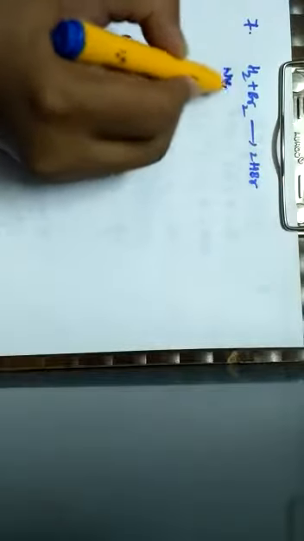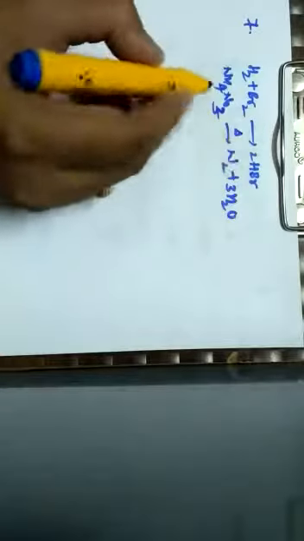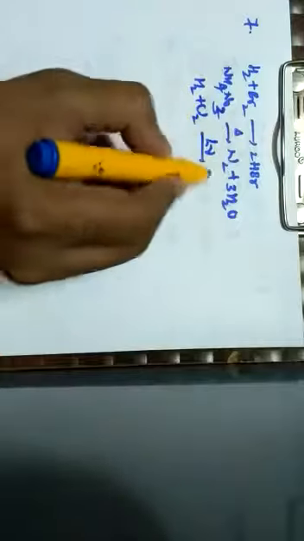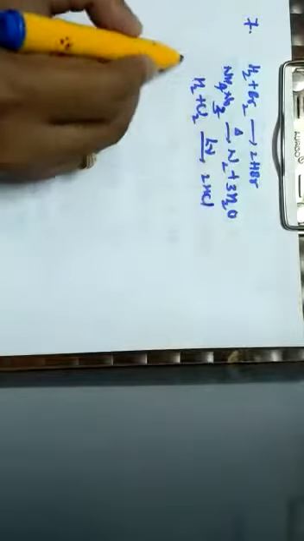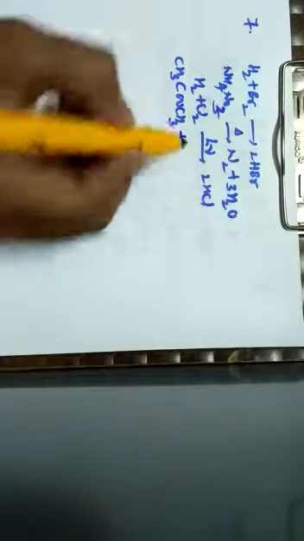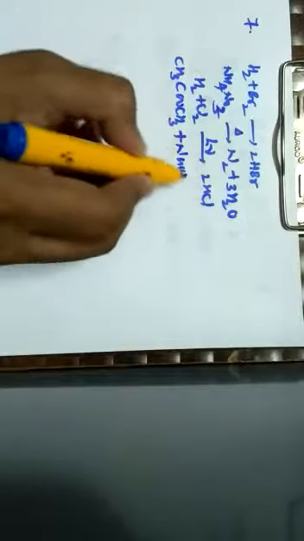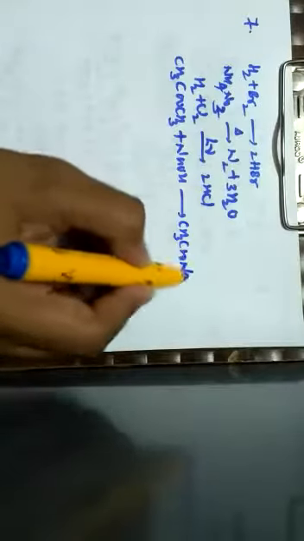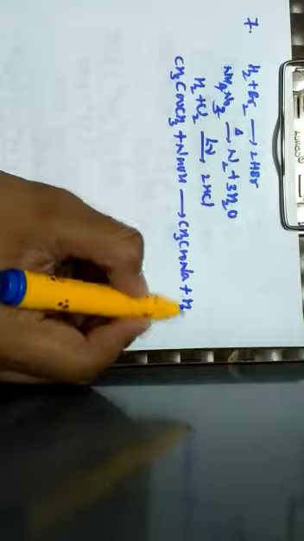The second equation is NH4NO2, that is ammonium nitrate. NH4NO3 gives rise to N2 plus 3H2O, that is ammonium nitrate upon decomposition. And H2 plus Cl2 in the presence of diffused sunlight forms 2 moles of HCl. And the other one is CH3COOCH3, that is methyl acetate, which upon reaction with NaOH will give rise to sodium acetate along with H2O.